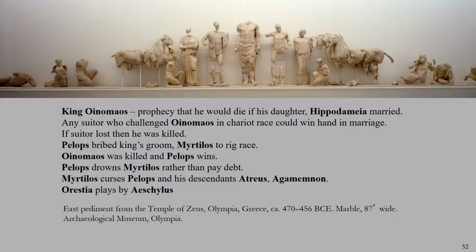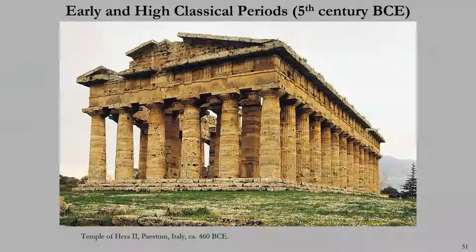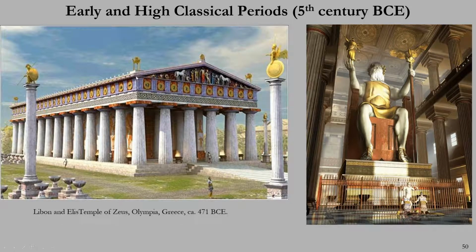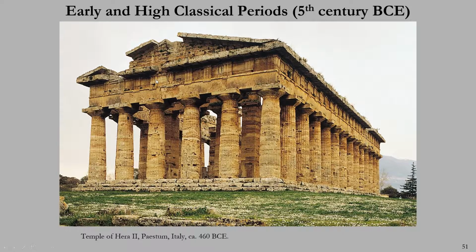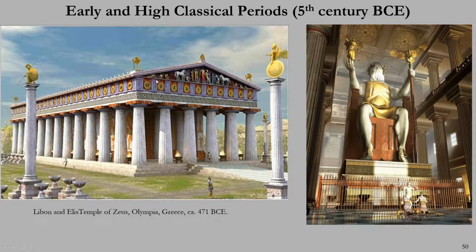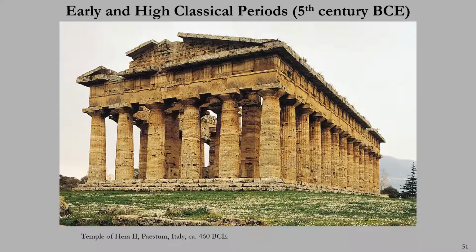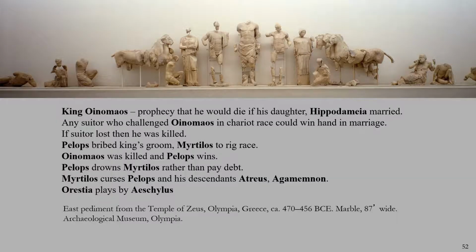The pediments, and remember the pediments are the triangular areas above the, or at the ends of the temple, sort of following the roof line. And this is a major area for sculpture. So let's look at the sculpture that we would have found in the Temple of Zeus. This is from the East Pediment.